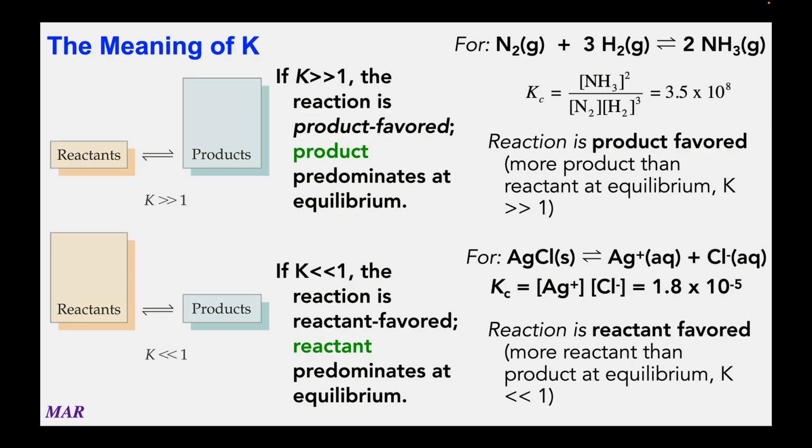You can have Ks less than 1 too. This is the K for silver chloride breaking up into silver plus and chloride ions. And the equilibrium constant K, products divided by reactants, would be silver plus times chloride divided by 1, because we don't include solids and liquids in the equilibrium. Well, this K is 1.8 times 10 to the minus 5. That's very, very small. So this reaction is reactant favored. So for the silver chloride, we should see more of the white silver chloride solid than we would see the dissolved ions, if you will. But again, the important part: K is less than 1, reactant favored; K is greater than 1, product favored.